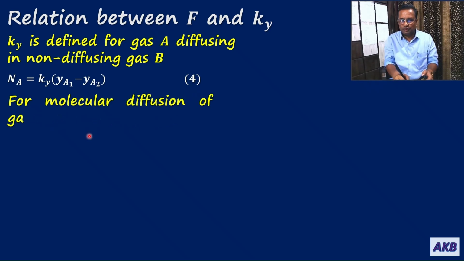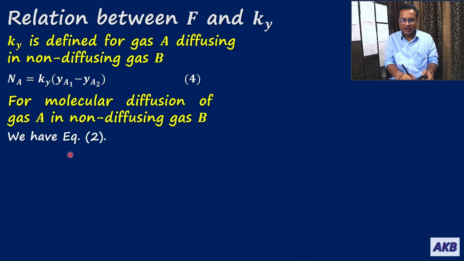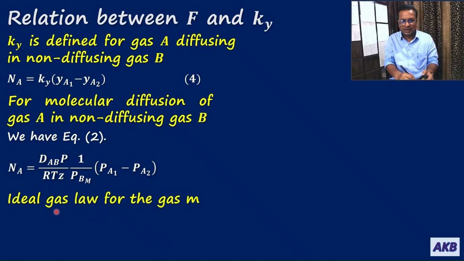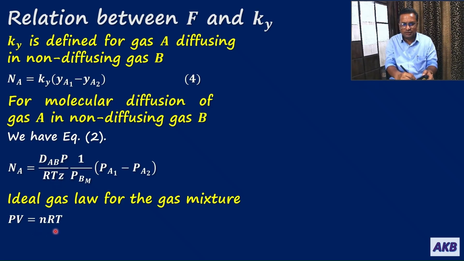So for molecular diffusion of gas A in non-diffusing gas B, we have equation number 2, which was written previously. NA is equal to DAB P upon RTZ into 1 upon PBM into PA1 minus PA2. I have talked about it. Now, we need to use the ideal gas law for the gas mixture, because P upon RT we are going to replace with C. So P into V is equal to N into R into T. That is, P upon RT is equal to N upon V, but N upon V is C. So it is P upon RT is equal to C.